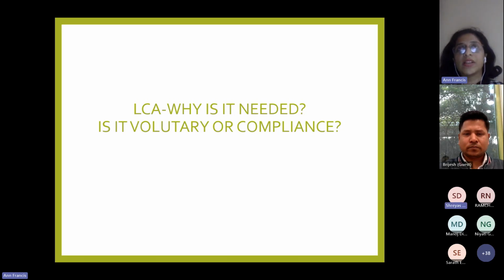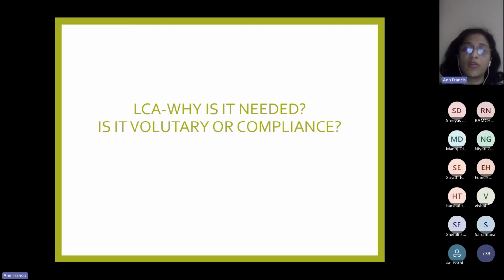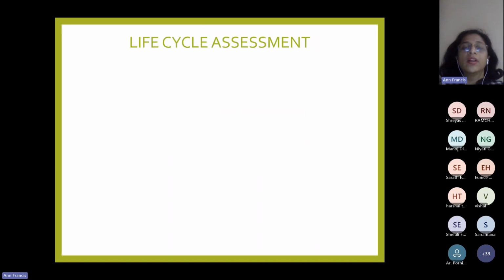And why is it needed? Because it gives us a clear picture of the impact across different dimensions of the environment because of making a product or using a product. As I mentioned, the first few slides or sessions of this whole session would be mostly focused on general LCA, because understanding LCA is important before we get into buildings as such.